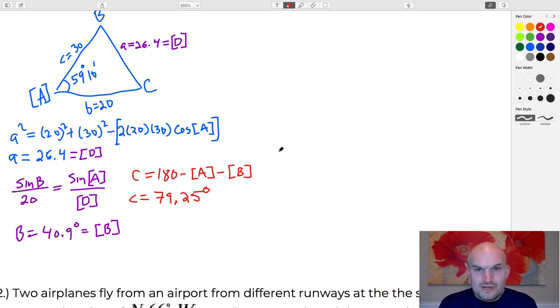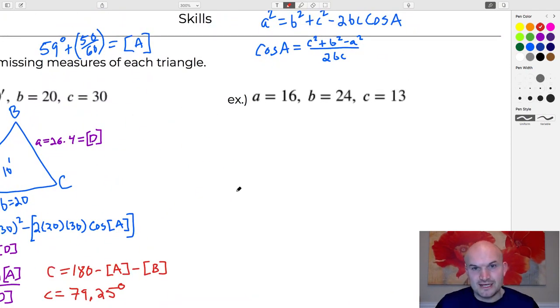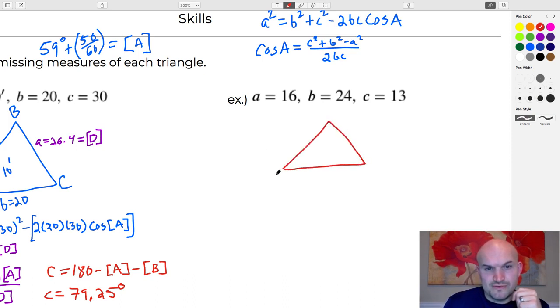All right, so now let's go ahead and get into the next triangle, which is a side-side-side triangle. And in this one, again, the first thing we want to do, guys, is just draw the triangle. You can draw the triangle any way you want to. So we have A, B, and C. A is equal to 16. B is equal to 24, across from angle B. And then C is equal to 13.